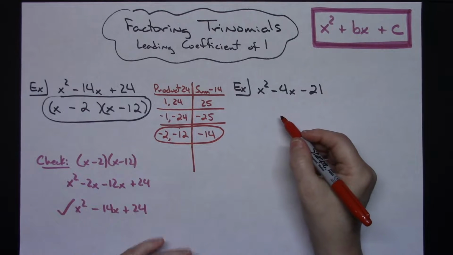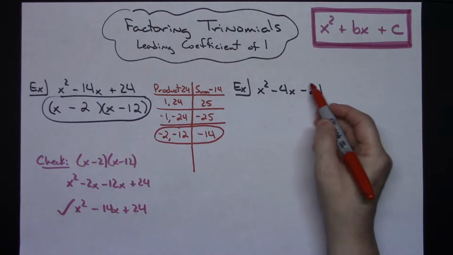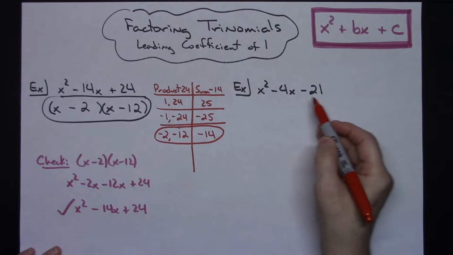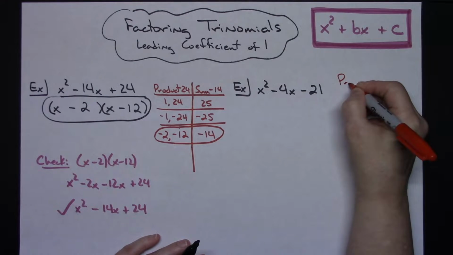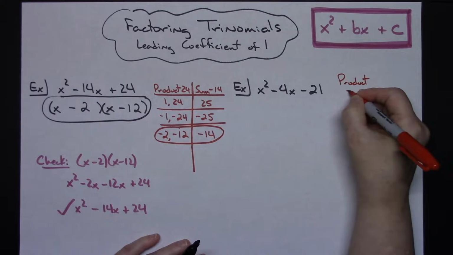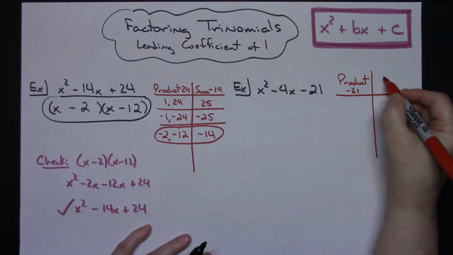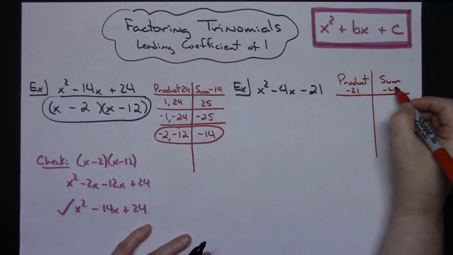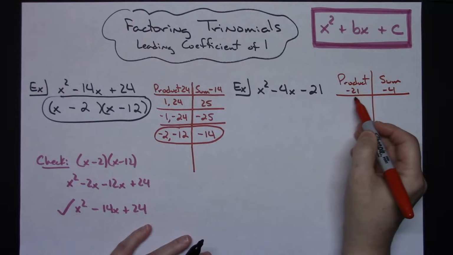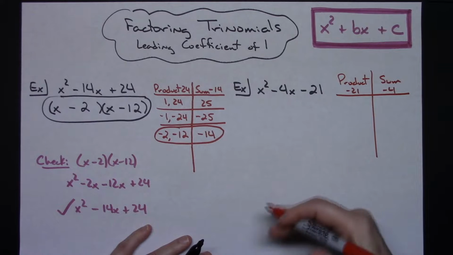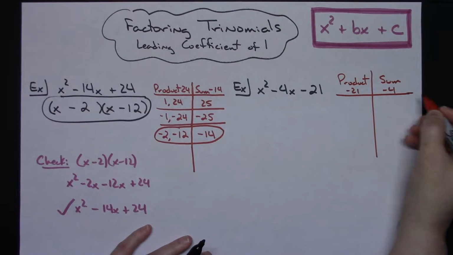Alright, taking a look at this second example here. I need two numbers that are going to multiply to a negative 21 and add to a negative 4. So again, I need a product here of a negative 21, and I need a sum of a negative 4. Now stop and think about it. How am I going to get a negative product? Well, one of them is going to need to be negative, one of them is going to need to be positive. So again, start with an organized list.